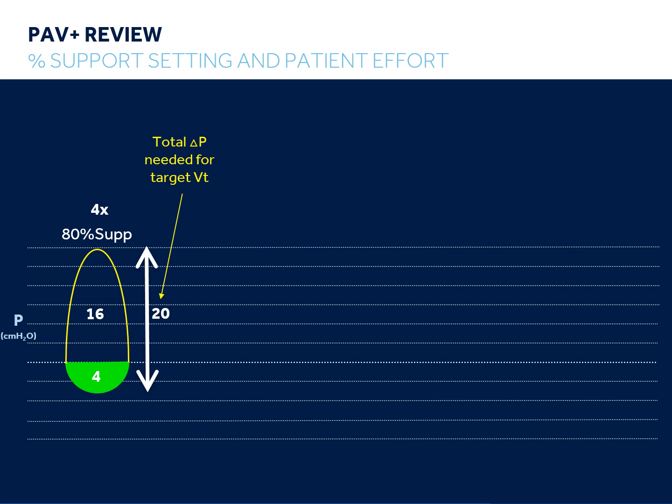As such, we can see that the 20 centimeters of water is the total pressure gradient required to generate the breath that this patient's respiratory center desires. Let's see what happens in this example when the clinician changes the support setting to 75%. Since the amplification factor now drops to 3 times, the patient's effort of 4 centimeters of water only causes PAV to apply 12 centimeters of water support for a total pressure gradient of 16 centimeters of water.